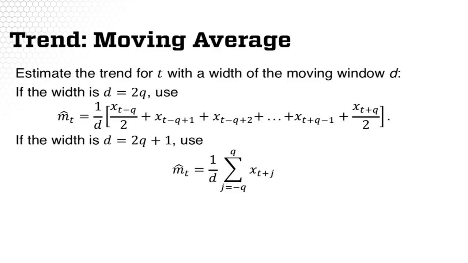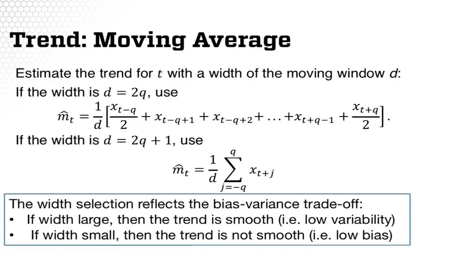First, we need to establish the width of the moving window, defined on the slide with d. The average depends on whether d is even or odd. The selection of the width in the moving average is important since it's a calibration parameter controlling the bias variance trade-off. If it is too large, then the estimated trend is very smooth, that is, has a low variability but high bias. If it's too small, the estimated trend is not smooth, that is, has high variability but low bias. For moving average trend estimation, this is the most challenging part.